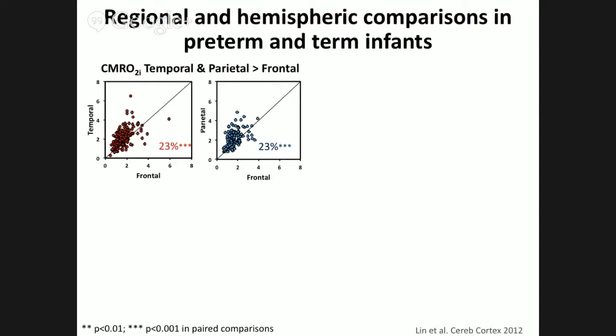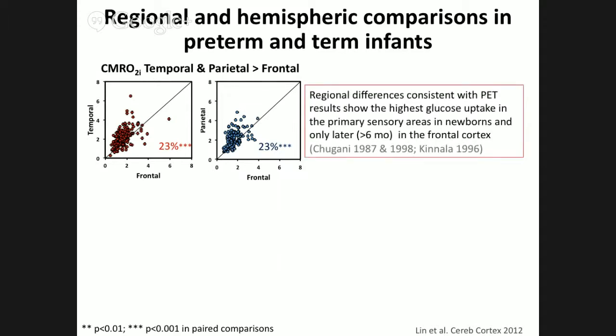We also looked at regional and hemispheric differences in our babies. So we saw that CMRO2 in the temporal and parietal regions was significantly higher than in the frontal region by about 20%. This is consistent, again, with PET results that show that the highest glucose uptake is in the primary motor and sensory cortex, and that the frontal cortex develops later on, like at 6 months. These babies that I'm showing here were all measured within the first 3 weeks of life.